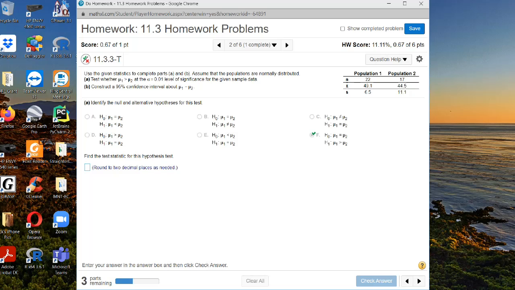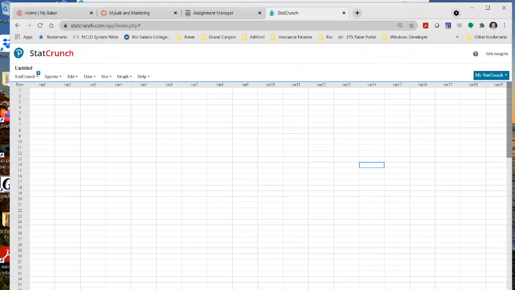Now they want us to compute this T statistic, this test statistic. It's a T test because I have 2 samples, and I also don't know what the population standard deviation is. I know the sample standard deviations from population 1 and from population 2. I'm going to take these numbers and put them right into StatCrunch. I'm going to need the alpha value for the level of significance, and then it'll tell me not only the T statistic, but also the next question here, the P value. All right, so I'm going to go to StatCrunch.